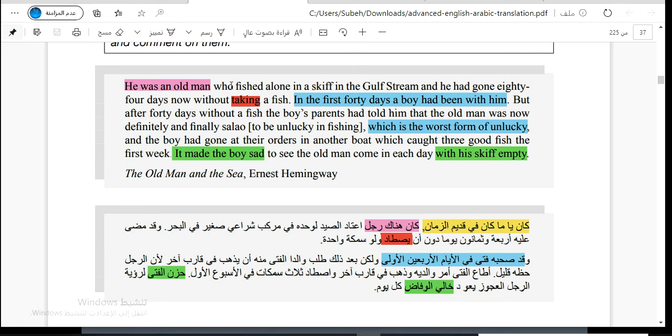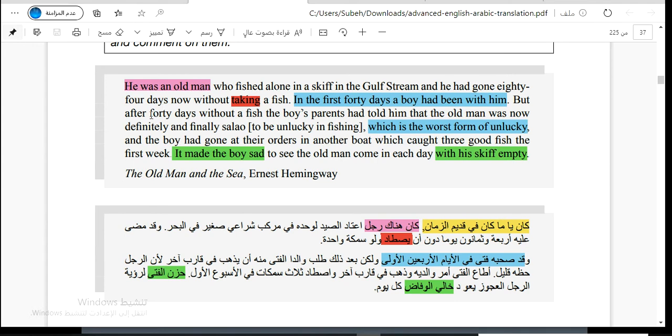He was an old man. كان هناك رجل اعتاد. Of course, here usually the English sentence is nominal, however it's verbal in Arabic.